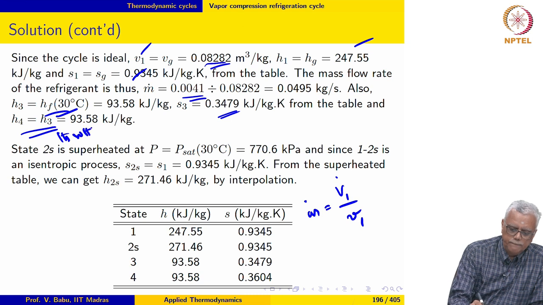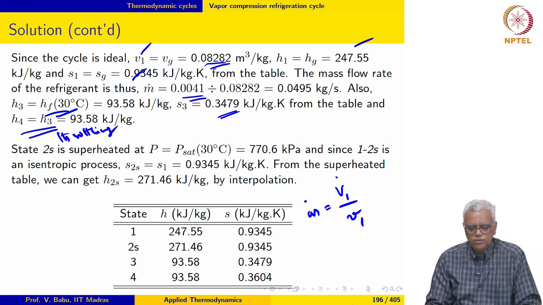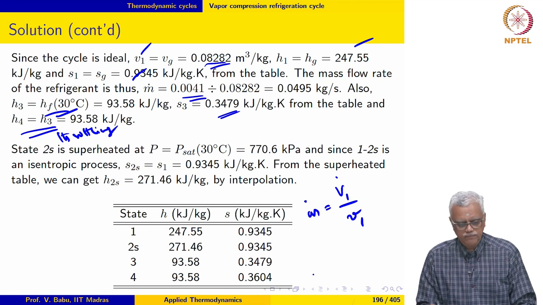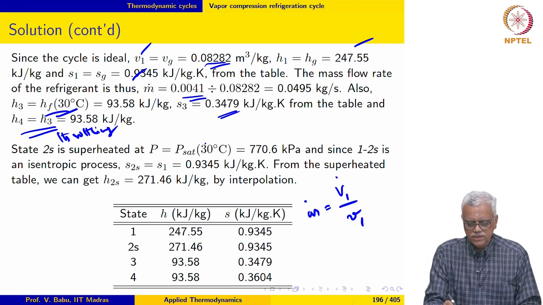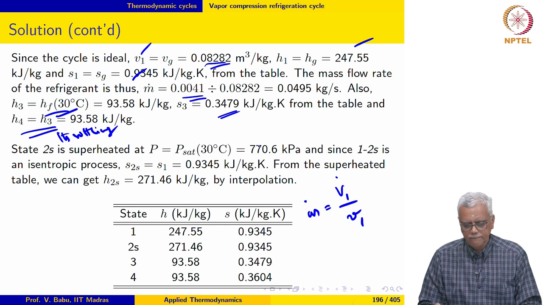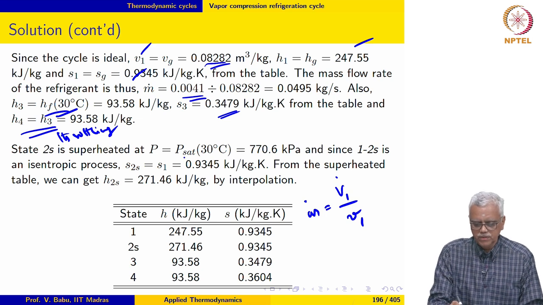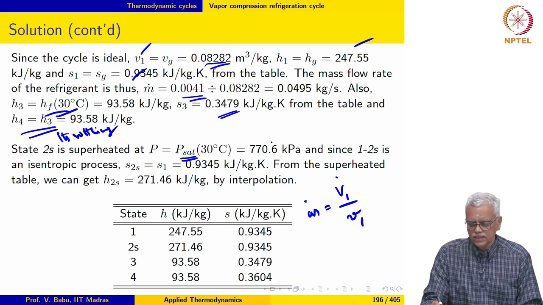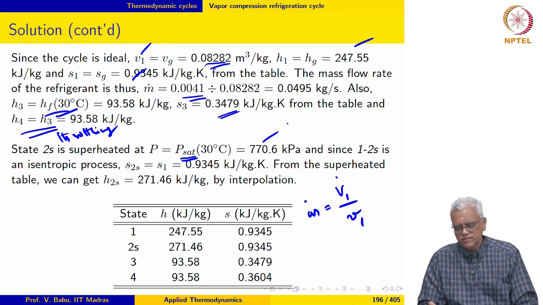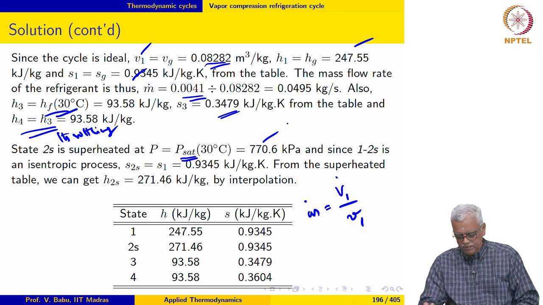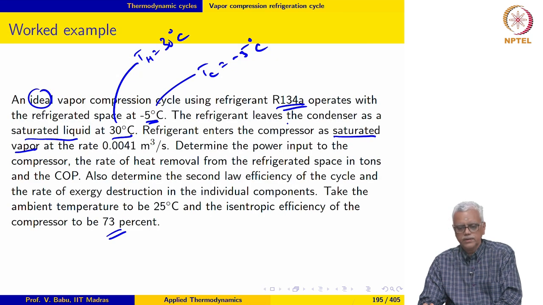So, H4 equal to H3. State 2S is superheated at a pressure which is Psat of 30 degrees Celsius. So, that pressure corresponds to 770.6 kilopascal. Okay. Let us just take a quick look here.